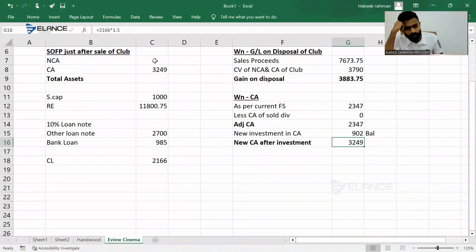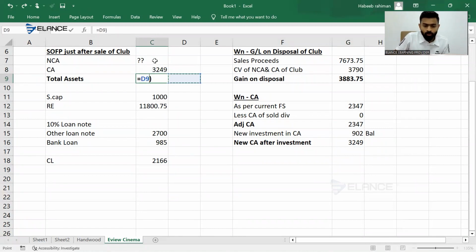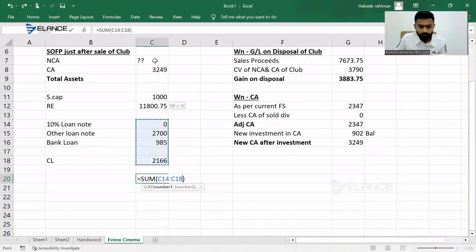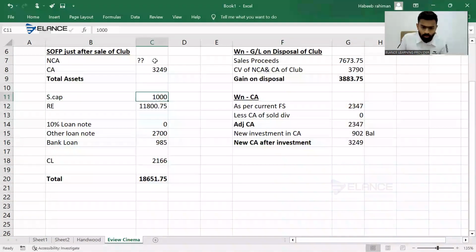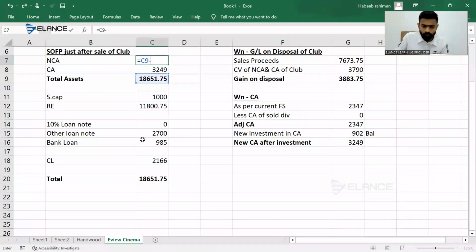So to complete this, we only require the amount of non-current asset. This could be calculated very easily. Look at here. One second. The loan note is paid off. So the total equities and liabilities will be the sum of all these, this much. Wait, don't write this. This is the total equities and liabilities. For the balance sheet, the total assets also have to be the same figure, right? So as a balancing figure, we could calculate the figure for non-current asset. This is one way we could do it.